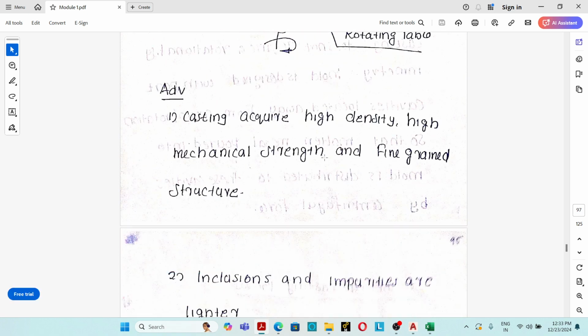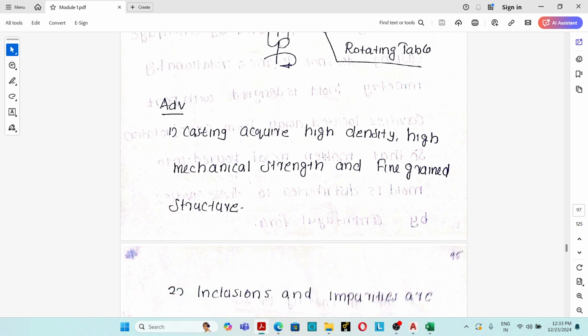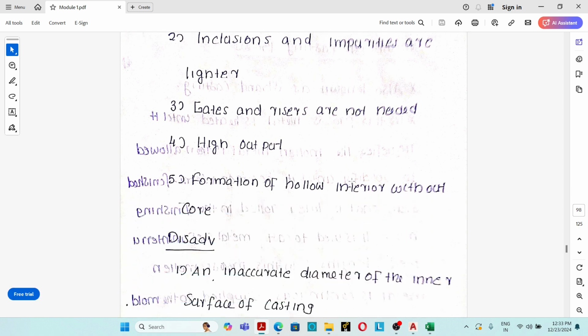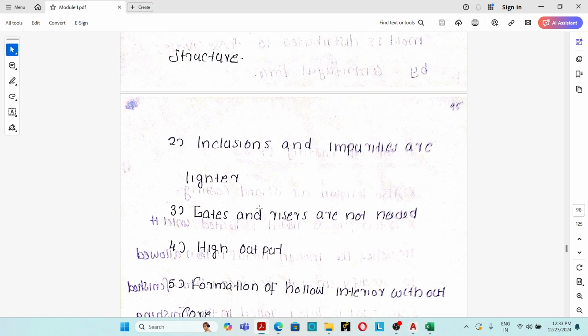Then what are the advantages of the centrifugal casting process? First, when castings require high density, high mechanical strength and fine grained structure, we can prefer the centrifugal casting process. Inclusions and impurities are lighter and can be removed later. Gates and risers are not needed. High output. Formation of a hollow interior without using a core. So these are the advantages of the centrifugal casting process.